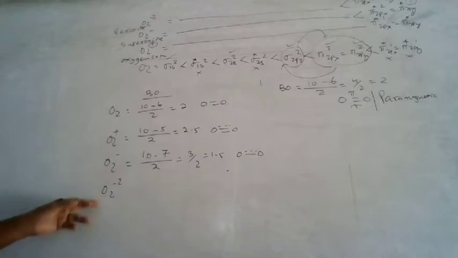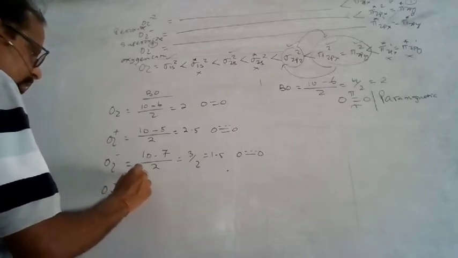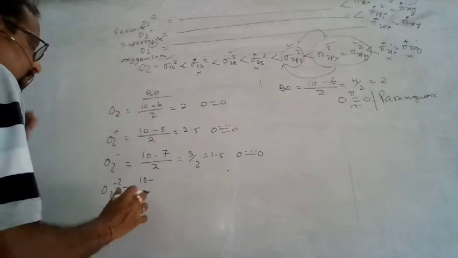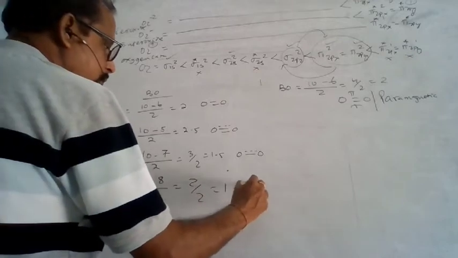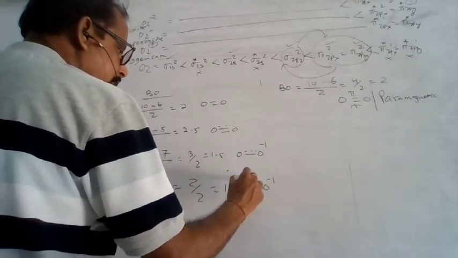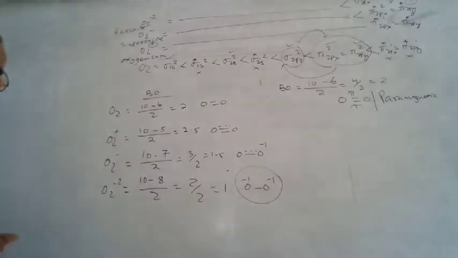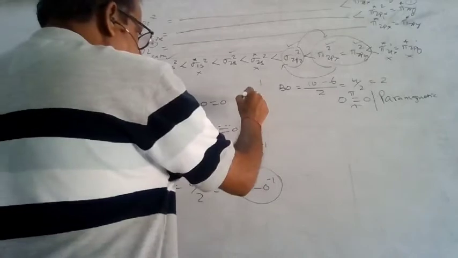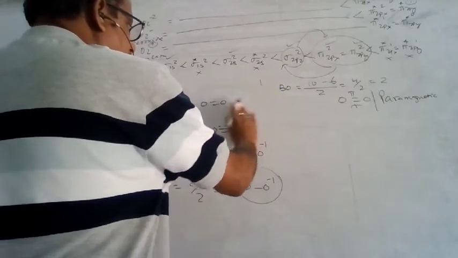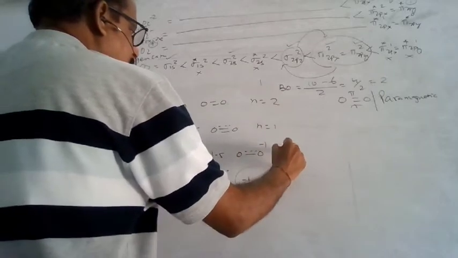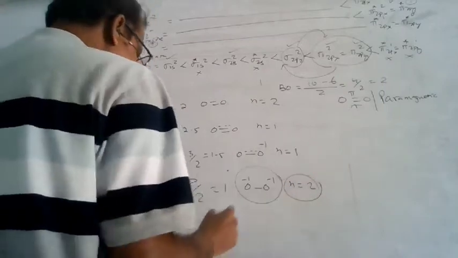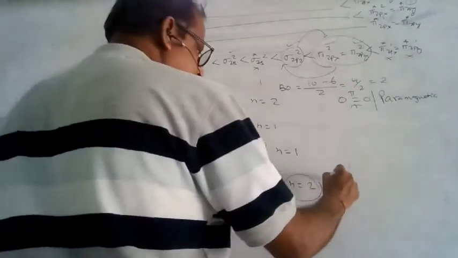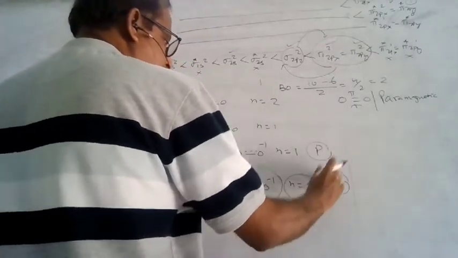The pi star 2px will be there and the pi star 2py will be equal to 0. Because one is lost, the pi star 2px will be 0. There will be no electron. In case of the O2 minus, there will be one extra electron. The extra electron goes to pi star 2px and pi star 2py. So the unpaired electron is 1. Here in O2 minus 2, the pi star 2px is equal to the pi star 2py.